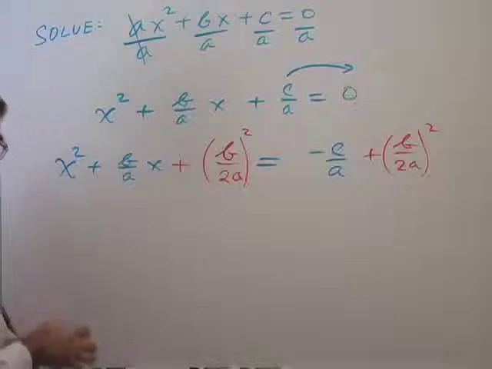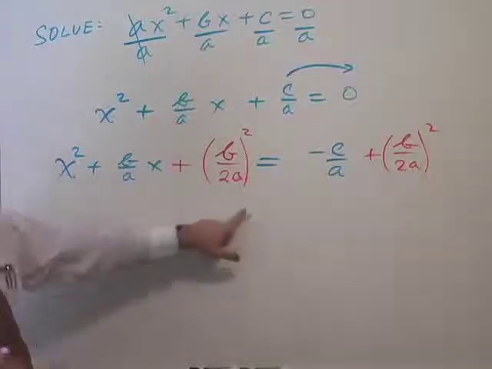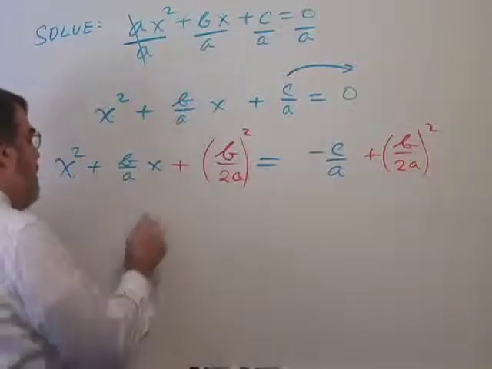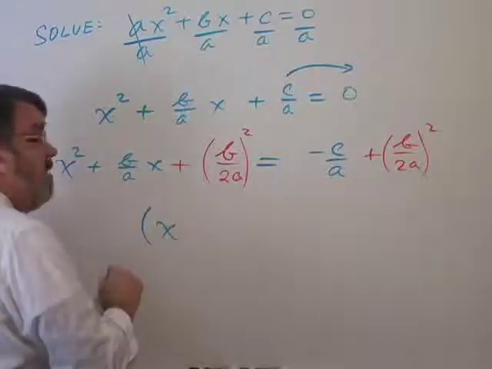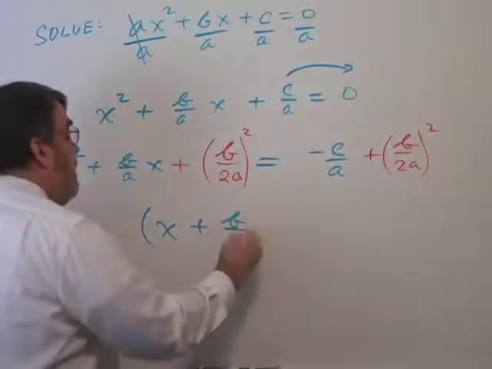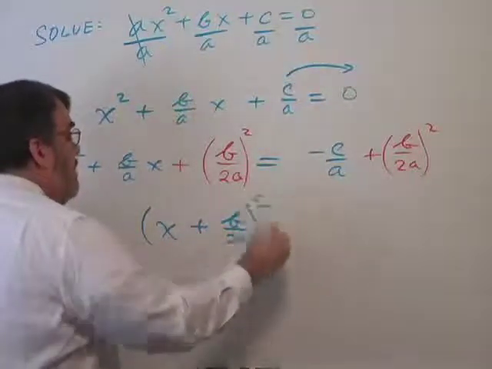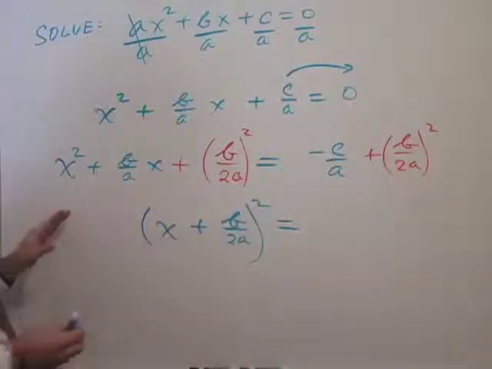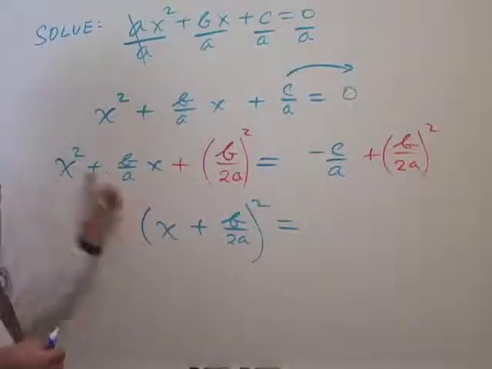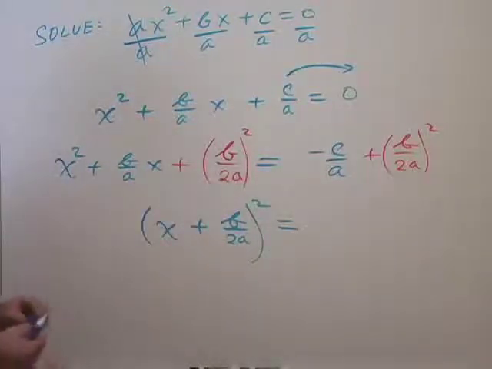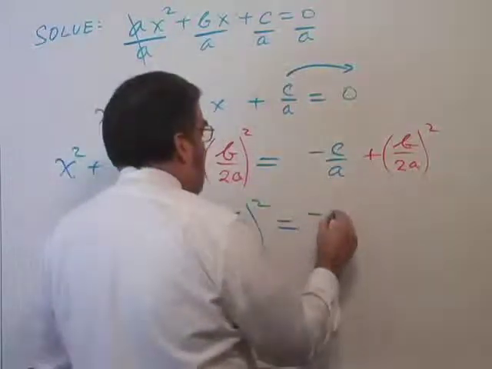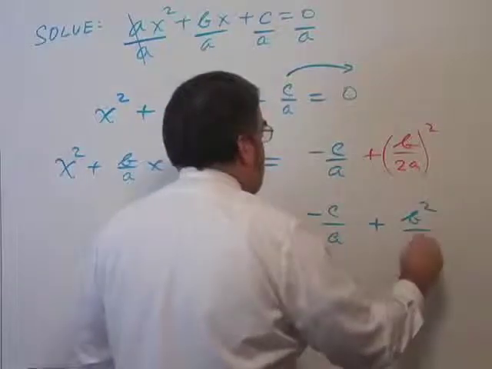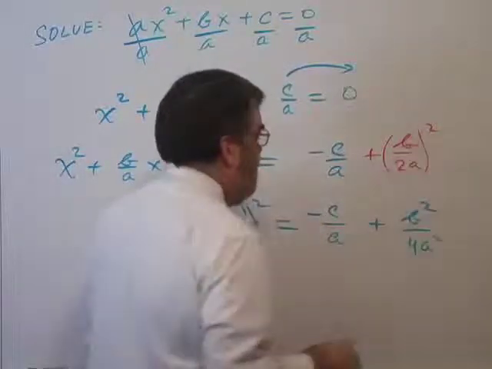And we have this. Now it turns out this whole left side, and you can verify this without too much trouble, is going to factor as a perfect square. It's going to be x plus b over 2a quantity squared. And again, you can multiply this by itself, and you would get the whole left side here. It would work. On the right side, I'm going to get minus c over a plus b squared over 4a squared. So I went ahead and squared that out.